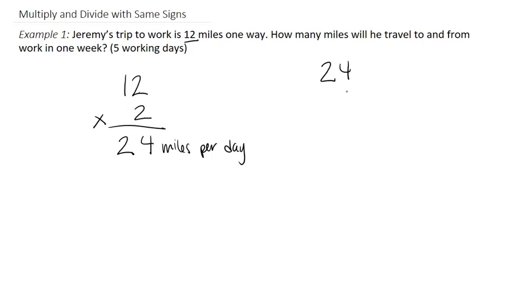So we would go 24 times 5. 4 times 5 is 20. 0 below, carry the 2. 5 times 2 is 10, plus 2 is 12. So we would say that he is traveling 120 miles per week.